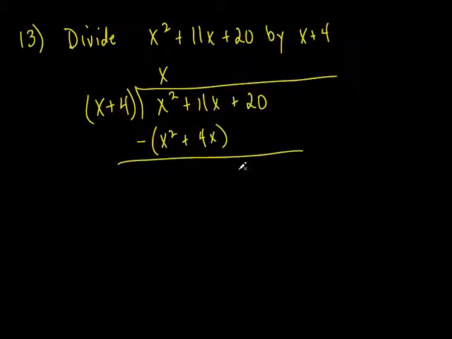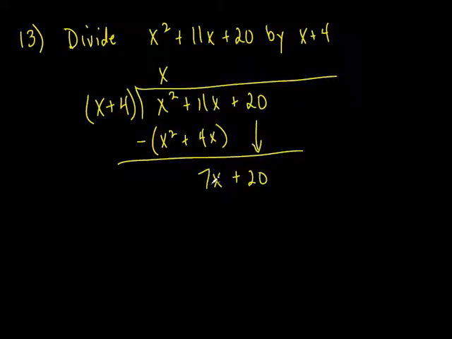Alright, and now we go ahead and subtract. Notice what I've done. I put parentheses around this and I put parentheses around this. Everybody see that? And so it's x squared minus x squared, which is 0. 11x minus 4x, 11 minus 4 is 7x. Then I start the routine all over again. Let's bring down the next number. And then we can start the routine all over again.